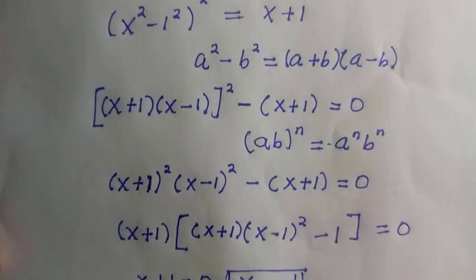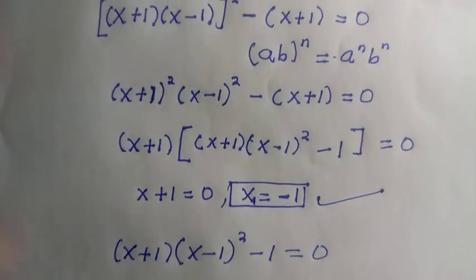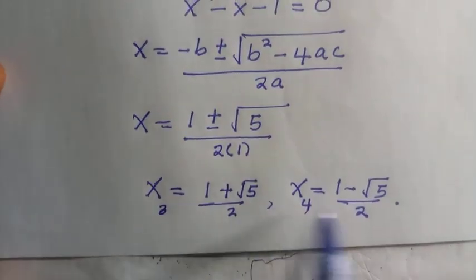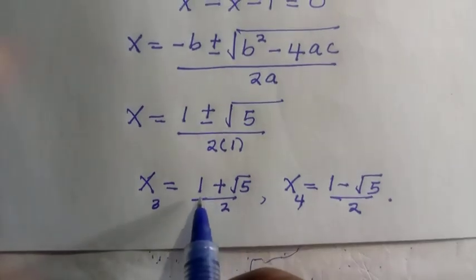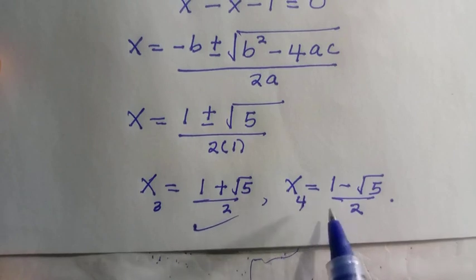Those that satisfy this problem: x equals minus 1 satisfies the problem. Similarly, x equals 0 does not satisfy. Again, of the last 2 here, x equals 1 plus root 5 over 2 is also satisfied. Then this other one did not satisfy the problem.